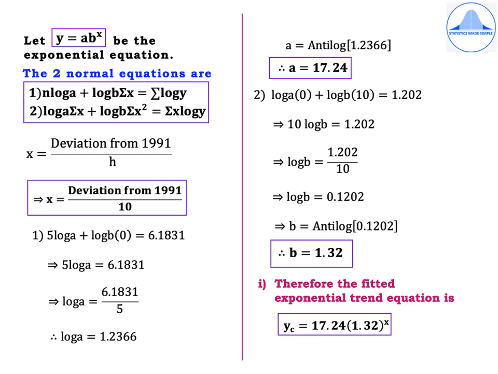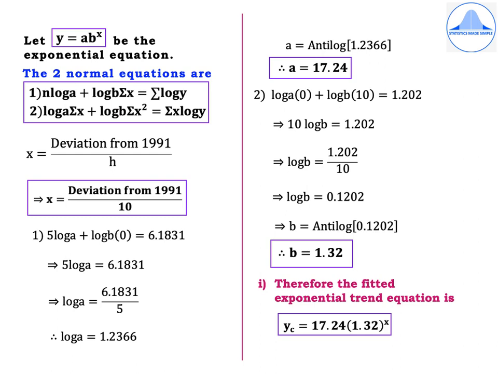Now substituting the totals in the first normal equation, we get 5 log a plus log b into 0 is equal to 6.1831, which implies 5 log a is equal to 6.1831, or log a is equal to 6.1831 divided by 5. Therefore, log a is equal to 1.2366. A is equal to antilog of 1.2366. Therefore, A is equal to 17.24.